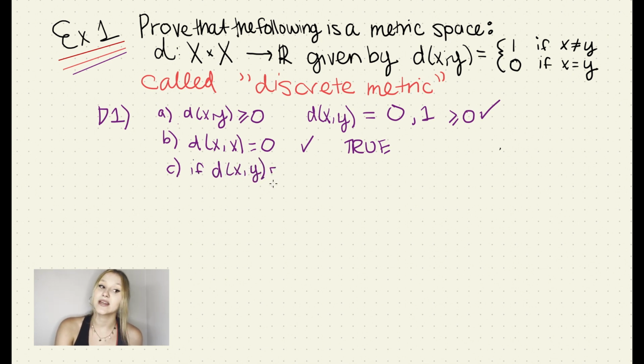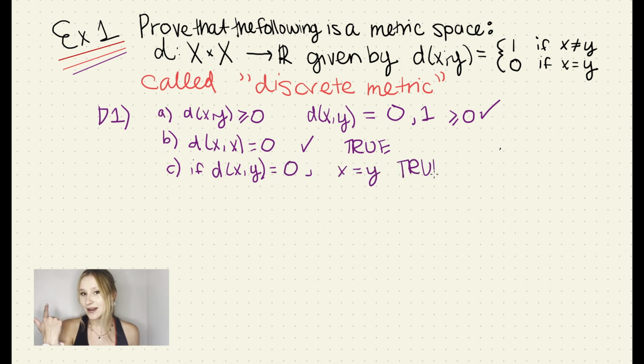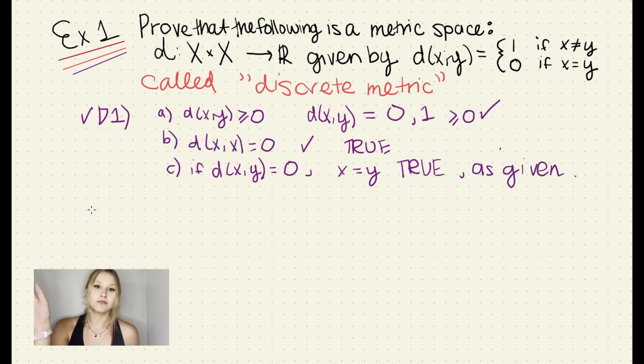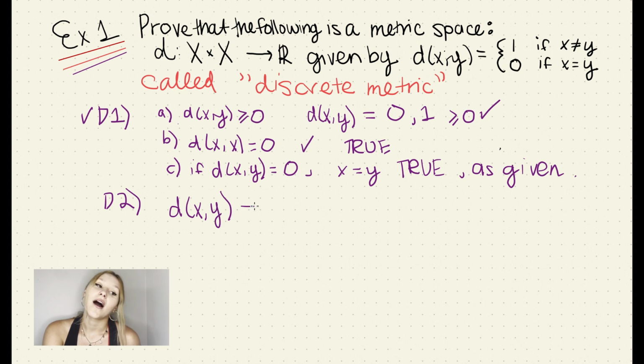If the distance between x and y is equal to 0, x is equal to y, and that is given in the given metric that we are trying to solve. So those don't require proofs. It is pretty straightforward. D2: the distance between x and y is equal to the distance between y and x.